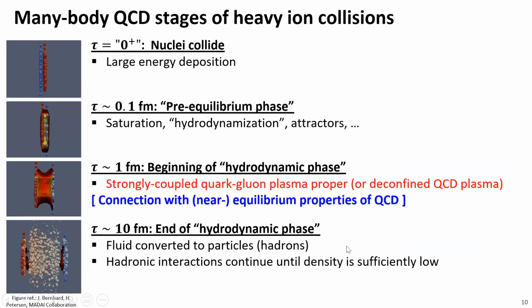Now, all of this happens, of course, on a very short time scale. The end of the plasma phase is probably before 10 to 15 Fermi, so you're talking about 10 to the minus 23 seconds. And it's really in this phase that you have this connection, that you're describing this phase with fluid dynamics. So it's in this phase that you have the connection between the heavy ion collision and the equilibrium and near equilibrium properties of QCD. So it's really through this phase that you can constrain the viscosity.